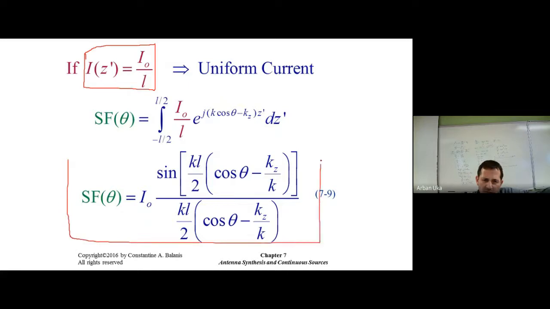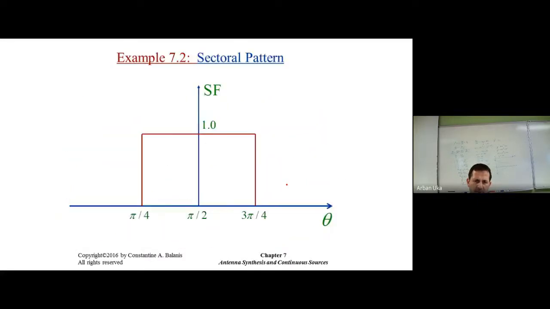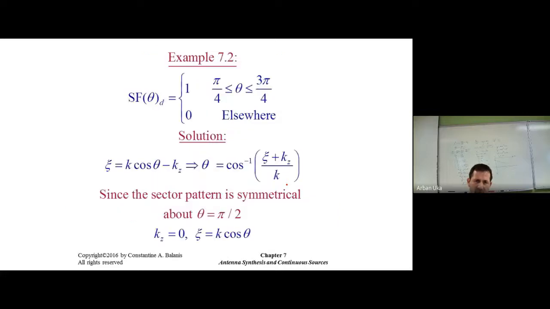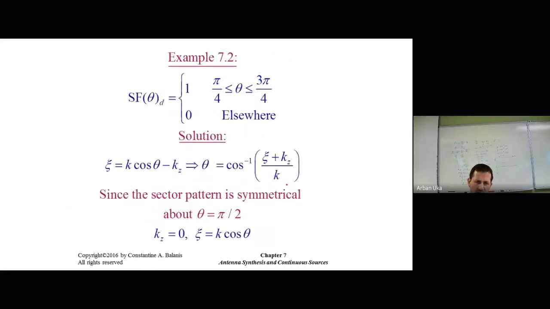The space vector is equal to this. It's going to be I0 times the sine divided by the argument of the sine, so something like I0 sin x divided by x. For example, here we see the specific sectoral pattern, and here we have that the space factor is 1 in a specific domain from minus pi to 3 pi over 4.